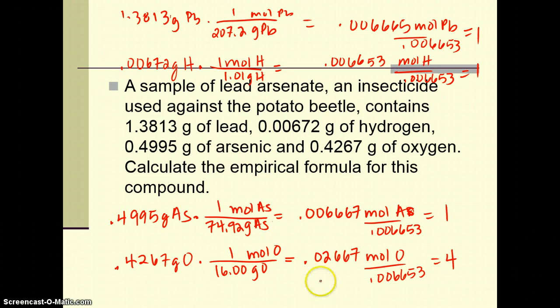So in this case, we're just going to put it in the order that we did the problem. We have Pb, H, As, O4 is our final answer. I know some of these you might not be able to know what order the elements goes in.